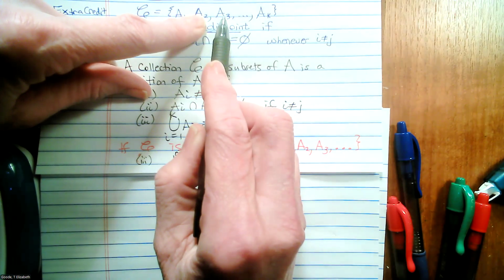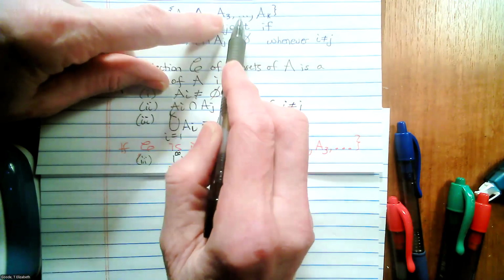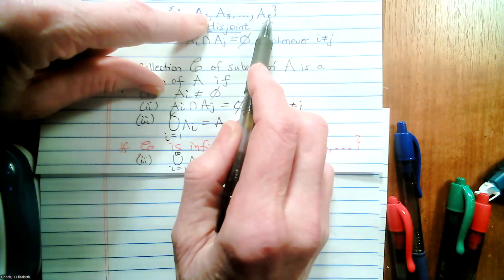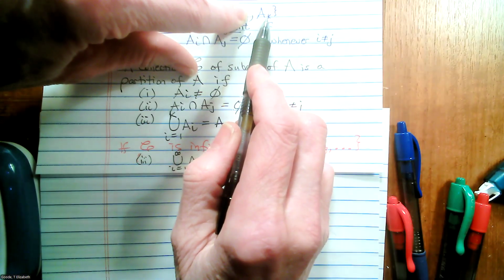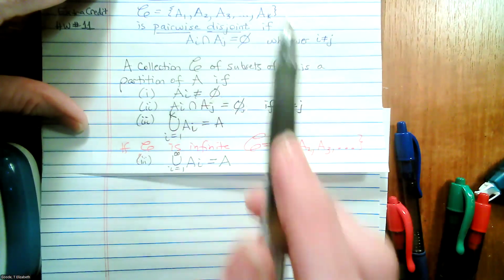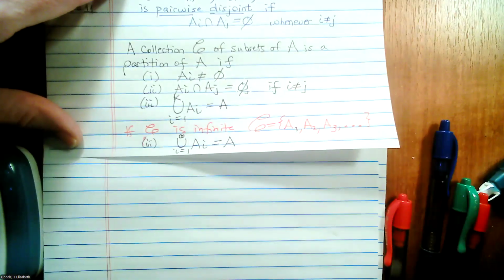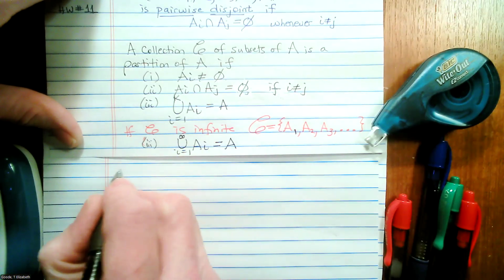A2 intersect A3. You get my drift? A1 intersect A4, A2 intersect A4, A3 intersect A4, all the way to A1 intersect Ak, A2 intersect Ak, up to Ak minus 1 intersect Ak. Those have to have empty intersection if you just take any two of them. So shall we look at an example of a pairwise disjoint collection? Yes, please.